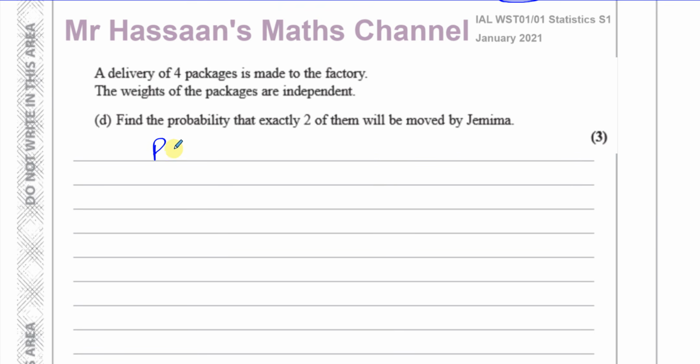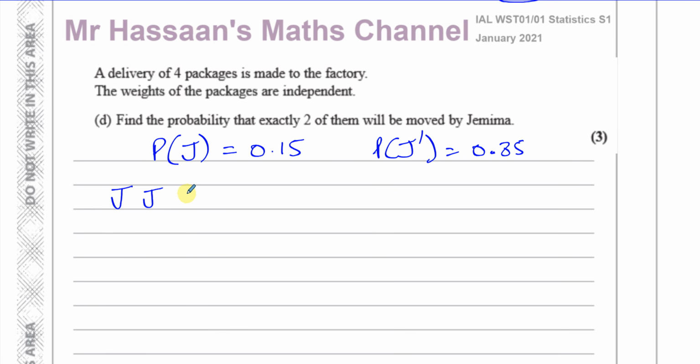So the probability that one of them will be moved by Jemima is 15%. And the probability that one of them will not be moved by Jemima is 0.85. So it's 85%. So there's 4 packages delivered. We want to find the probability that exactly 2 of them will be moved by Jemima. So, for example, you're going to have, say, the first 2 moved by Jemima and the second 2 not.